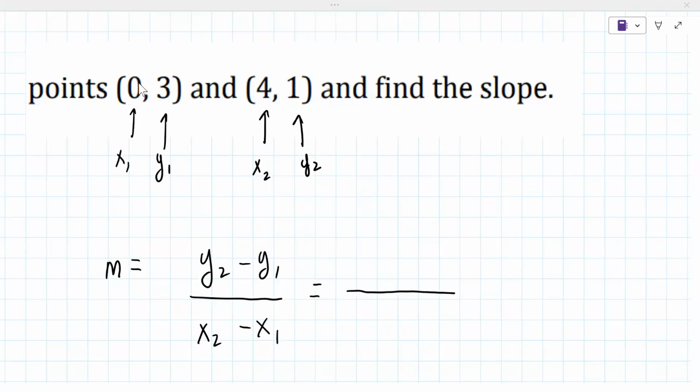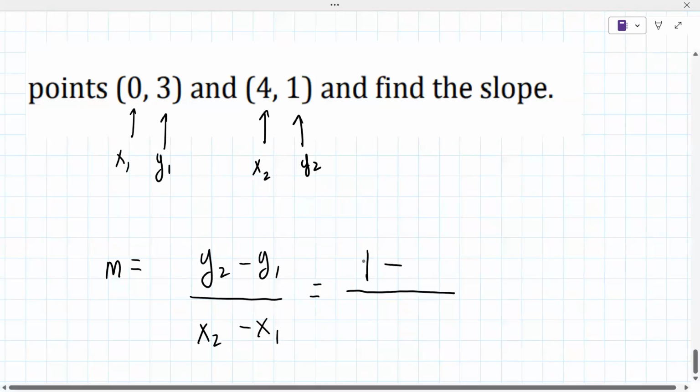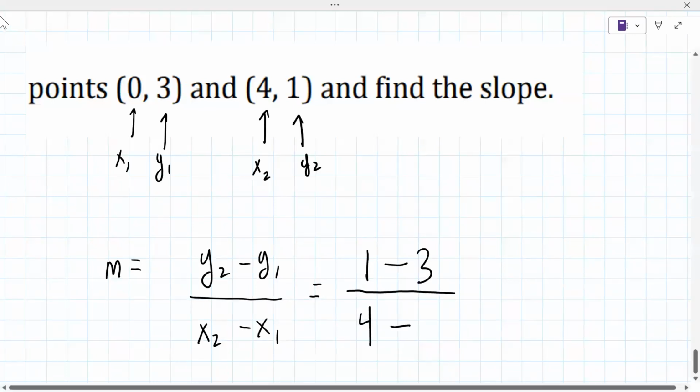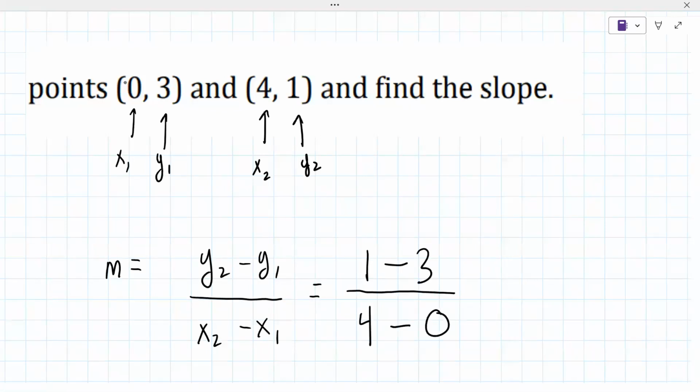So I was labeling x1 as 0, y1 as 3, x2 as 4, and y2 as 1. And you want to do this each time. Like you want to label the points on your paper x1, y1, x2, y2. Can you tell me the value of y2 in our equation? 1. Okay, 1 minus, what's the value of y1? 3. Okay, and how about x2? 4 minus? 0. Okay, could you simplify this for me, please?